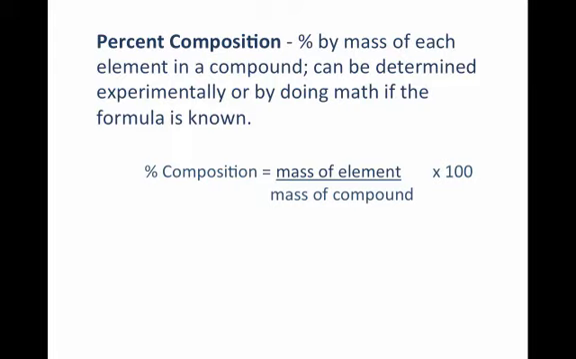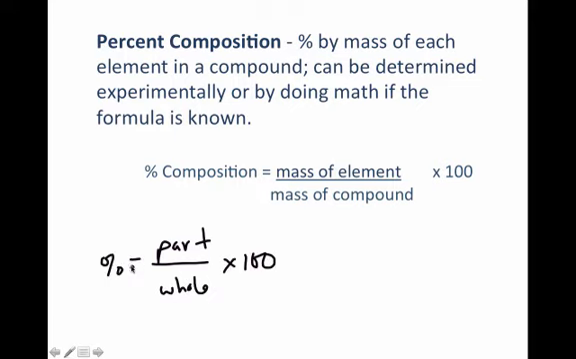Percent in chemistry means percent just like it does in math class. So when we talk about percent in chemistry, we're talking about part over whole times 100. In chemistry, the part is going to be the mass of an element, and the whole is going to be the mass of a compound. Those two numbers can come from the periodic table.